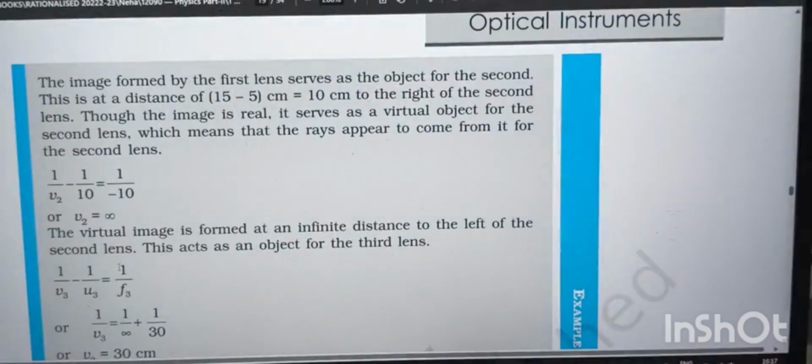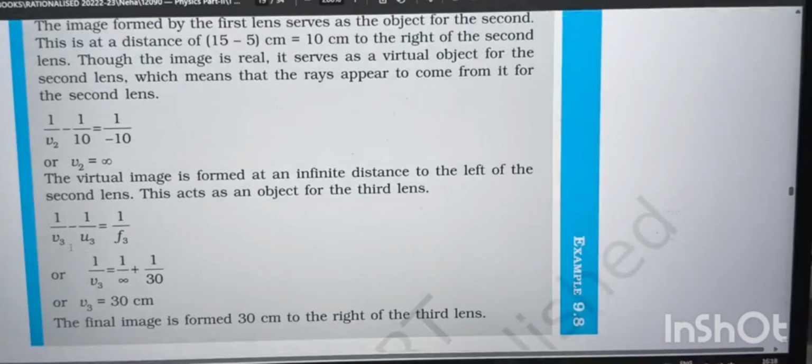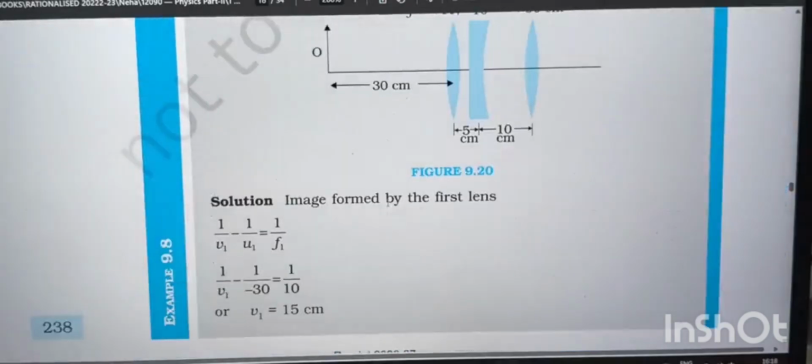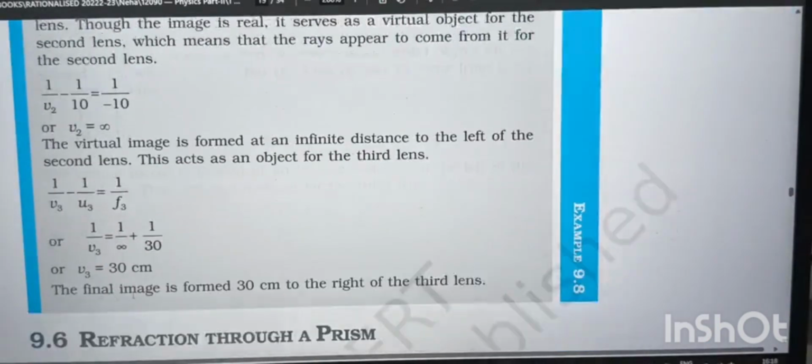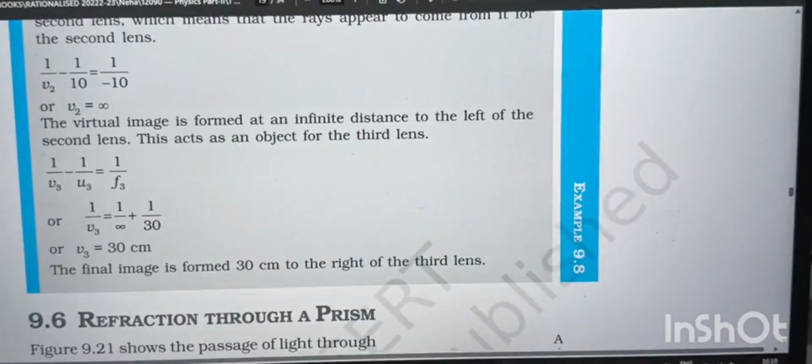Now for the third lens, again this will become the object distance. No need to worry what to subtract, what to add, because whatever you add or subtract or do anything with infinity, it is going to remain infinity only. So v3, where this final image is formed, you don't know. The object distance is basically the image formed by the second lens, and the focal length is again given as 30 centimeters positive, because it is again a convex lens. 1 by infinity can simply be considered as 0 itself. So 1 by v3 is 1 by 30. Take the inverse of v3, it is basically 30 centimeters.